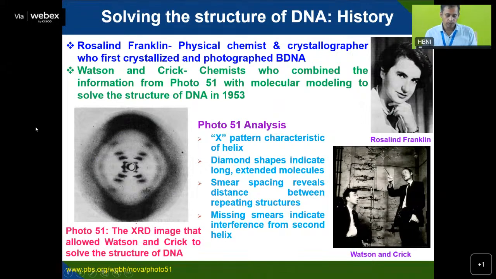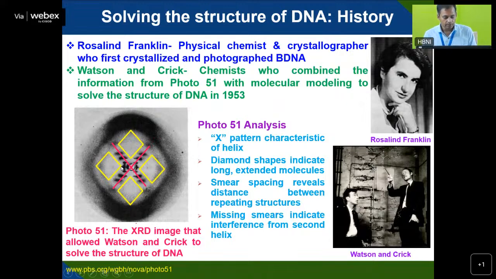So if you look at this Photo 51, you can see there is an X. This is the Photo 51 X pattern. You can see the lines drawn in pink color. So that is the X pattern. It indicates that it's a helical structure. Then in the fourth quadrant, you can see diamond ring type shapes. These diamond shapes indicate long extended molecules. The DNA structure is quite long, so the diamond rings indicate that.